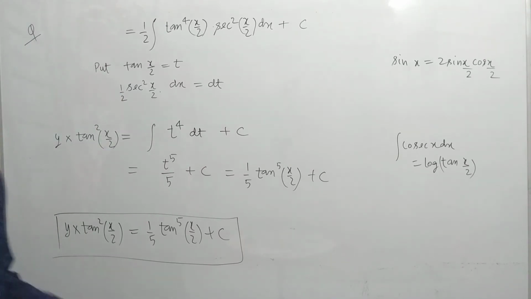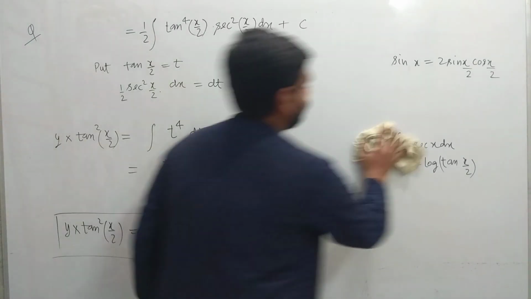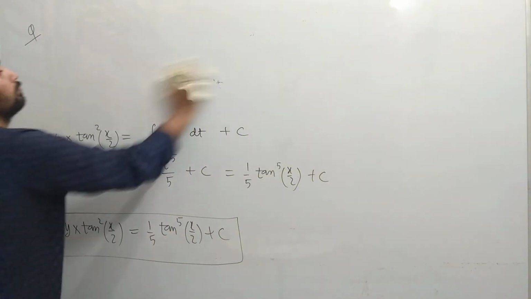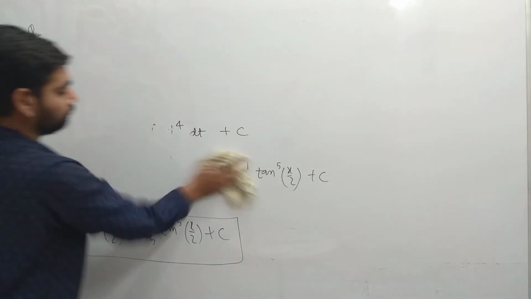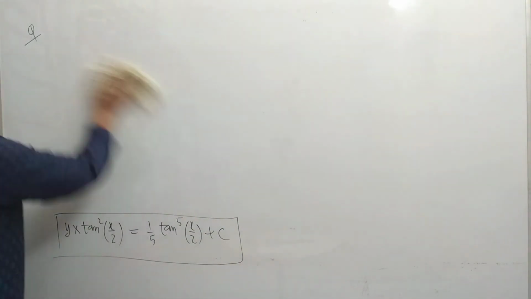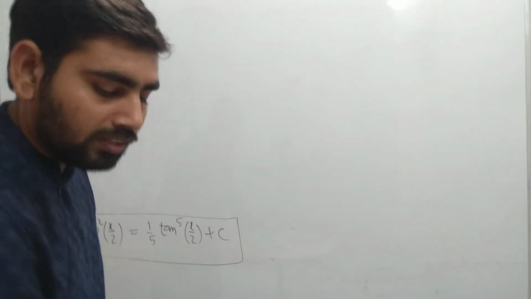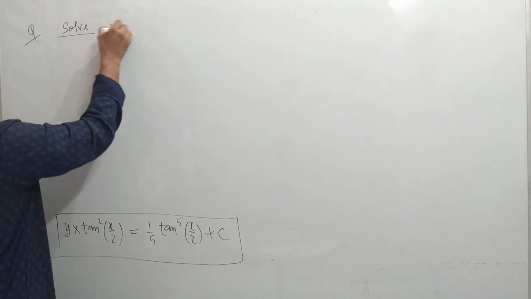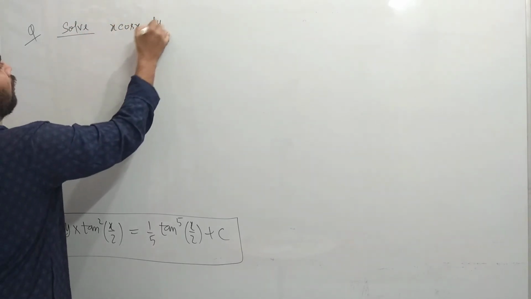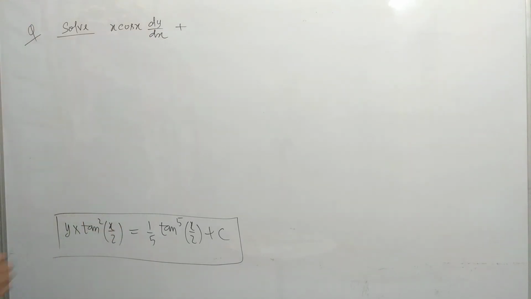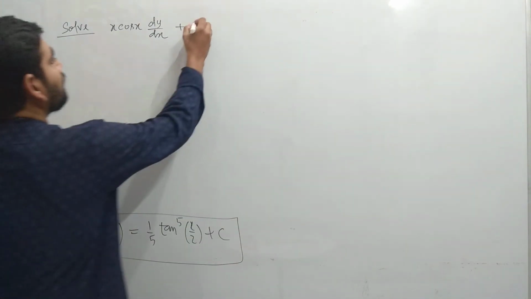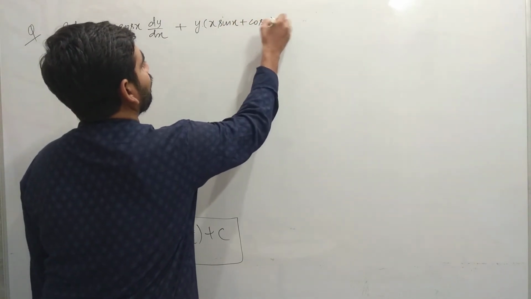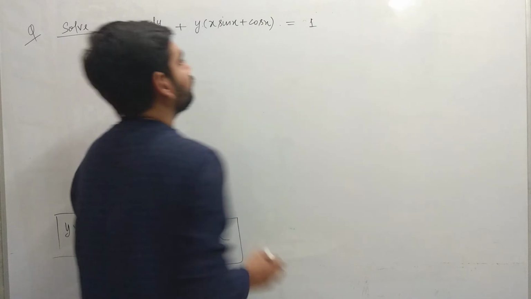Coming on to our next example. The next question is: solve x cos x dy by dx plus y into (x sin x plus cos x) equals to 1.